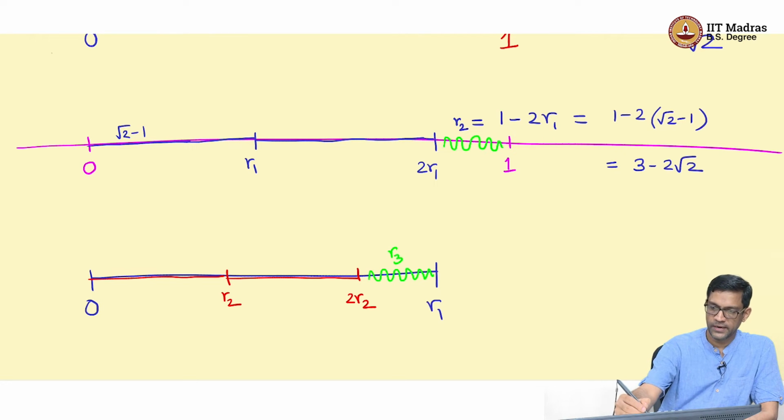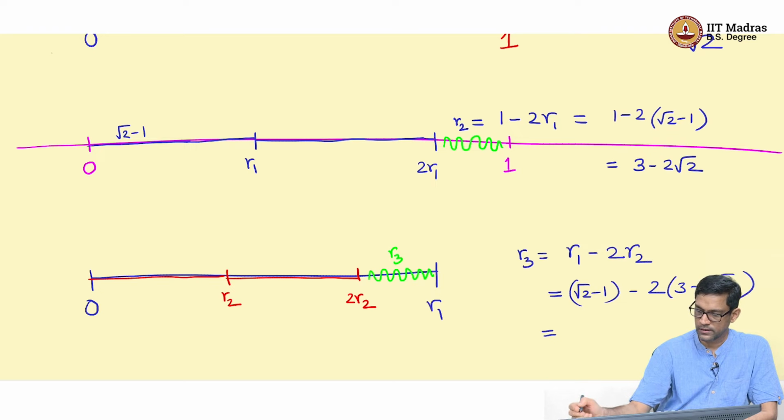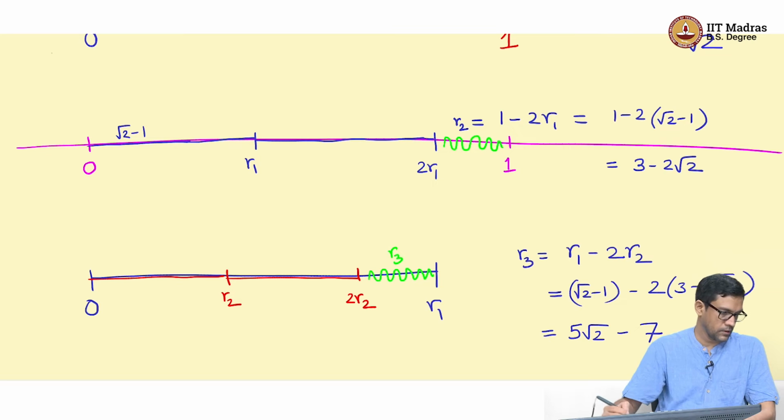So, this remainder R3 now is R1 minus 2 times R2. Again you substitute everything in: it is root 2 minus 1 minus 2 times (3 minus 2 root 2). And what is that? That is going to be minus 1 minus 6, so that is minus 7, and I have 4 plus 1, 5. So it is 5 root 2 minus 7, and so on. So this is what I can keep doing.